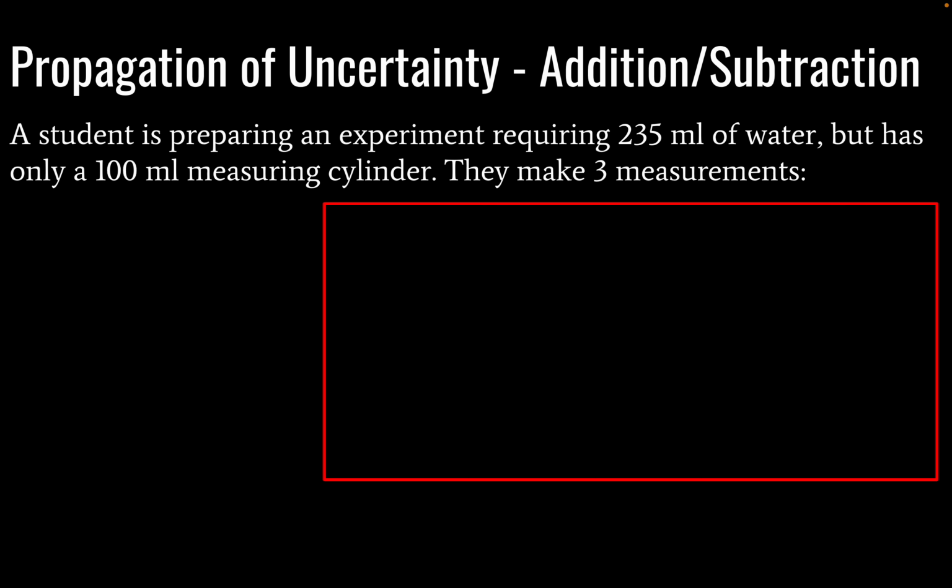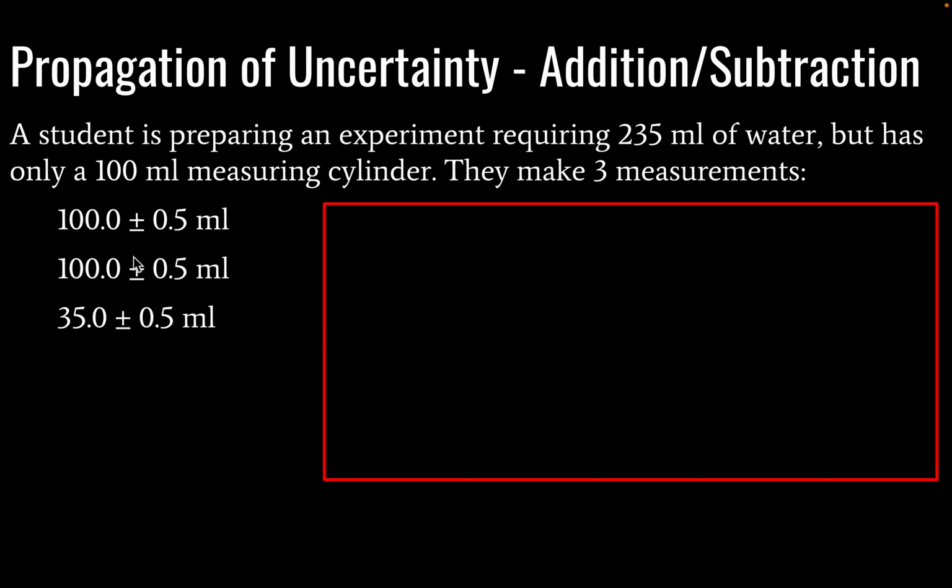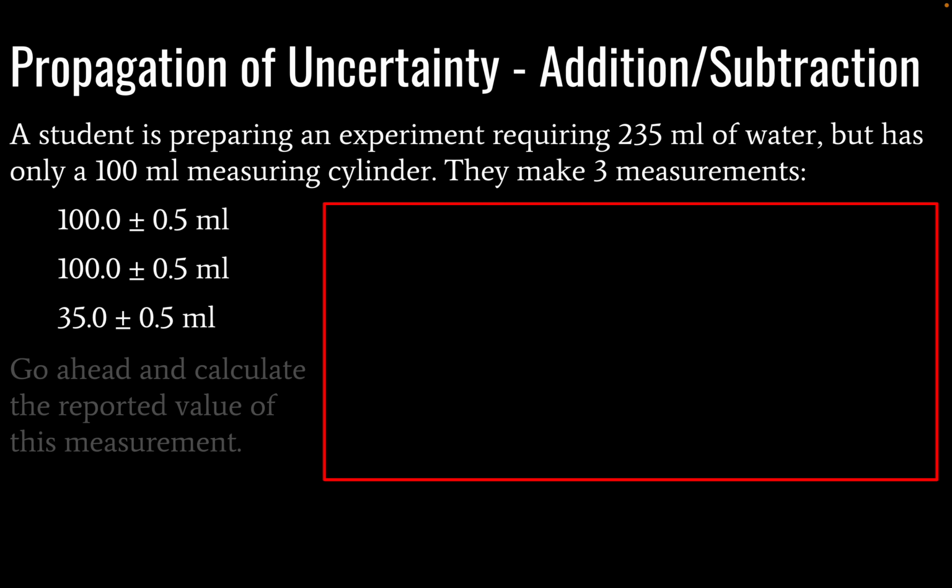Okay, so here's a quick example. A student is preparing an experiment. They need 235 milliliters of water. You only have a 100 milliliter measuring cylinder, and the student has to make 3 measurements. Okay, so those 3 measurements are going to look like this, where you've got 2 measurements with 100.0 milliliters, and our uncertainty is plus or minus 0.5 milliliters. And then our final measurement is 35 plus or minus 0.5 milliliters.